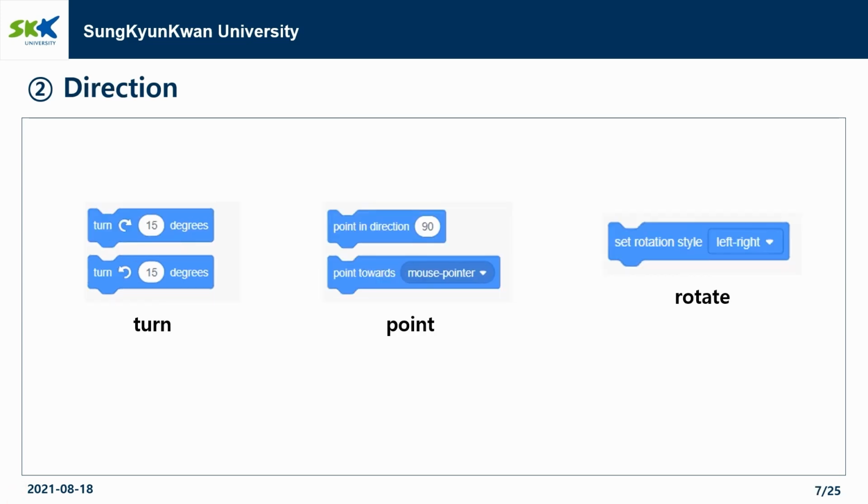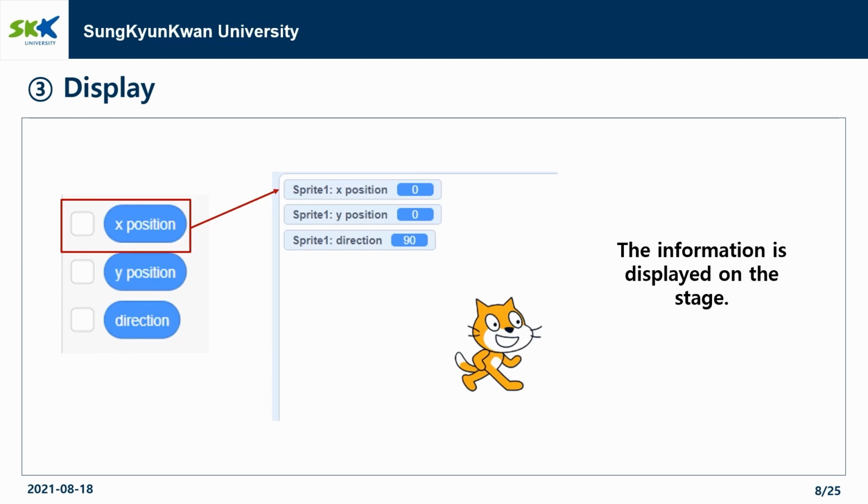And there are three ways to change direction by using these blocks. The sprites can turn and point to specified degrees or rotate. Look at the menu of the left side. Then we can find the rounded blocks. If you click the checkboxes, those features are displayed on the stage like this.